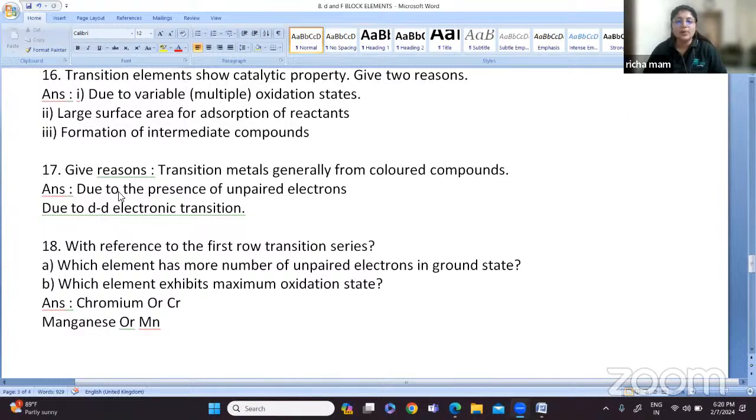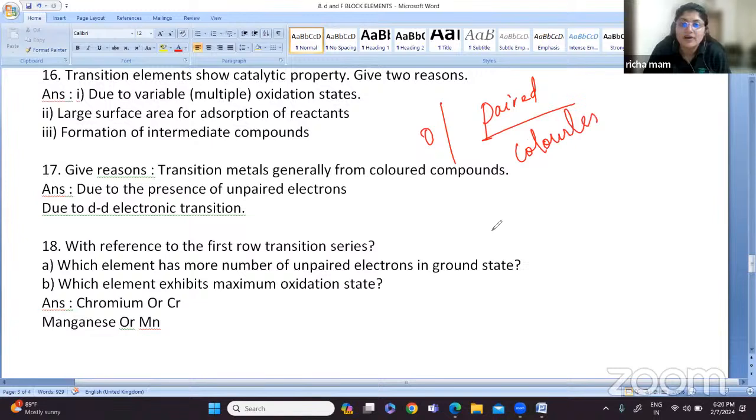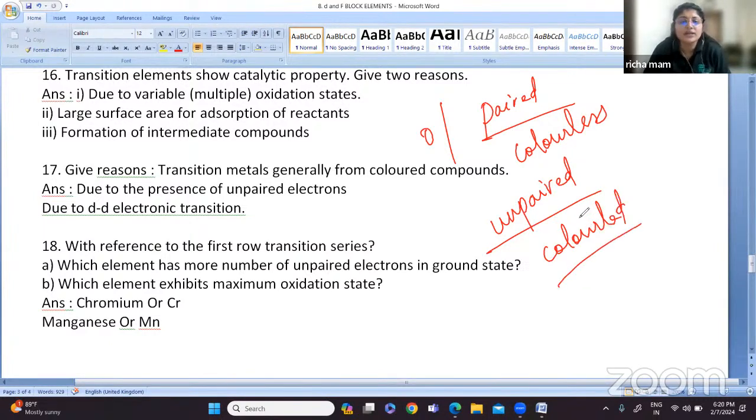Next question, important question. These give reasons are very important. Next: transition metals generally form colored compounds. Why do transition metals form colored compounds? It is due to the presence of unpaired electrons. Whenever you have paired electrons, or zero electrons, they will be colorless. And when you have unpaired electrons, the compounds are colored.